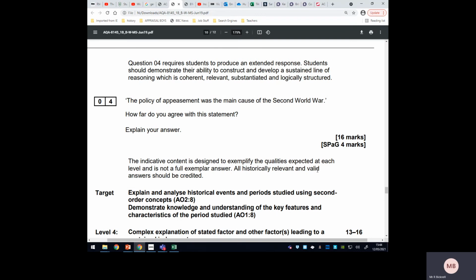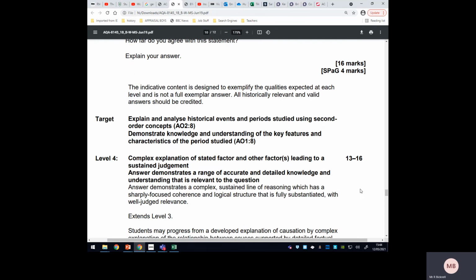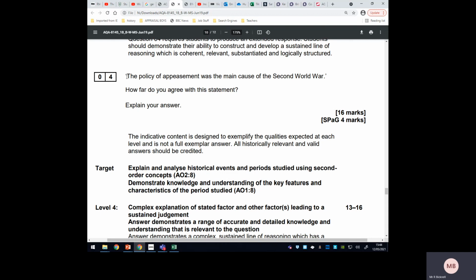And then lastly, the last one, the big one. Well, it's 20 markers if we take SPAG into consideration. You're going to write an essay. What you need to do is write about said factor. OK, so the policy of appeasement was the main cause of the Second World War. They want you to analyze that statement. They want you to write about how appeasement caused the Second World War. And then you can write about another factor. You say, however, there were also other factors that led to the Second World War, such as, for example, a failure of the League of Nations. And then you can write about that.